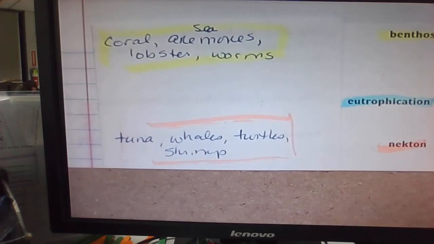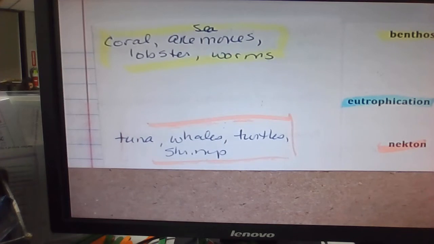So they're not walking around on the bottom layer, they're not burrowing into that sediment at the bottom. They are free swimming. They have the ability to go with a purpose in a specific direction, to swim in a direction.